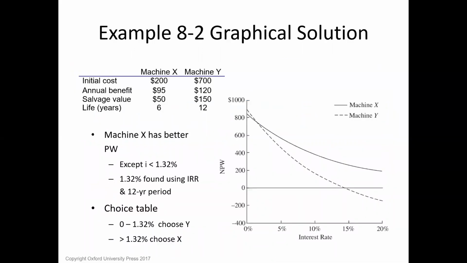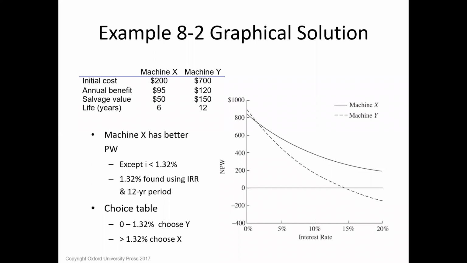If we look at another example where the machine costs are varied, we also have a salvage value here. That means there's a residual value, right? At the end of the life cycle. Notice in this example, between two alternatives, say machine X and Y, the years of life are different. Machine X is 6 years in duration, machine Y is 12 years.